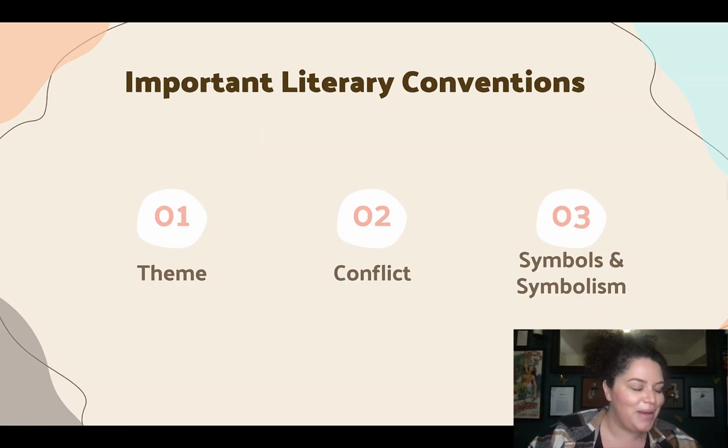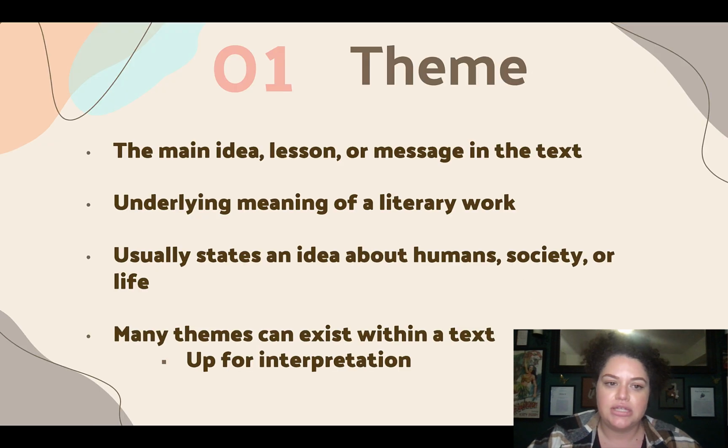This isn't by any means a comprehensive list of important literary terms or literary conventions. These are only three. We will expand throughout the entire semester, but for now, at the beginning of the semester, these are the three that I want us to focus on. We've got theme, conflict, and then symbols and symbolism. Let's start with theme. A theme is the main idea, the lesson, or the message in the text, like the underlying meaning of a literary work.